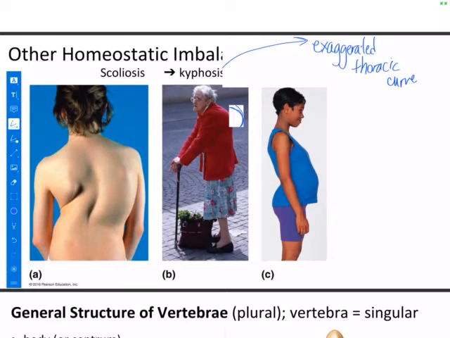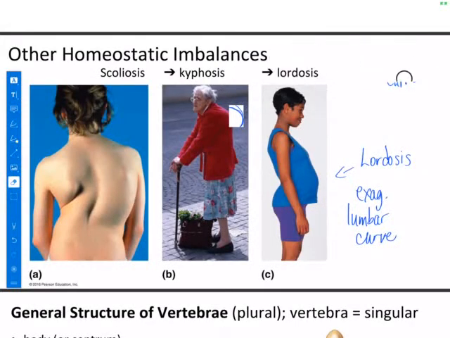Okay, and then the third type of curve here is called lordosis. And lordosis is an exaggerated lumbar curve. And this can happen if somebody develops a big belly or if somebody becomes pregnant. And both can lead to symptoms that are aggravating. Actually, all three conditions can.